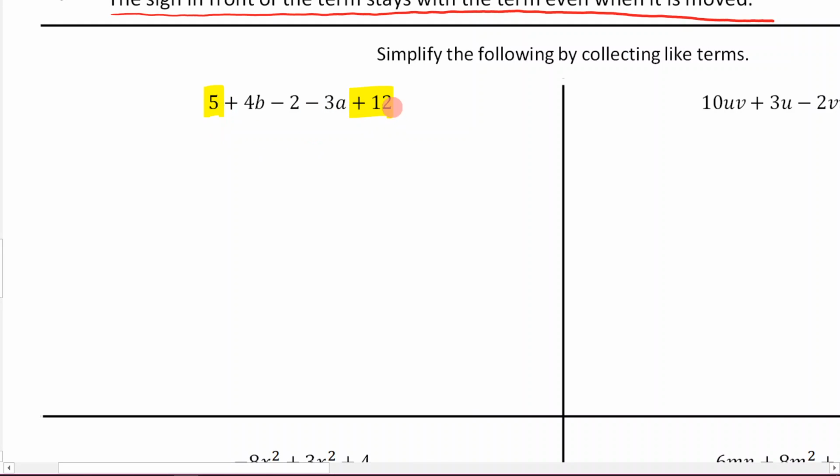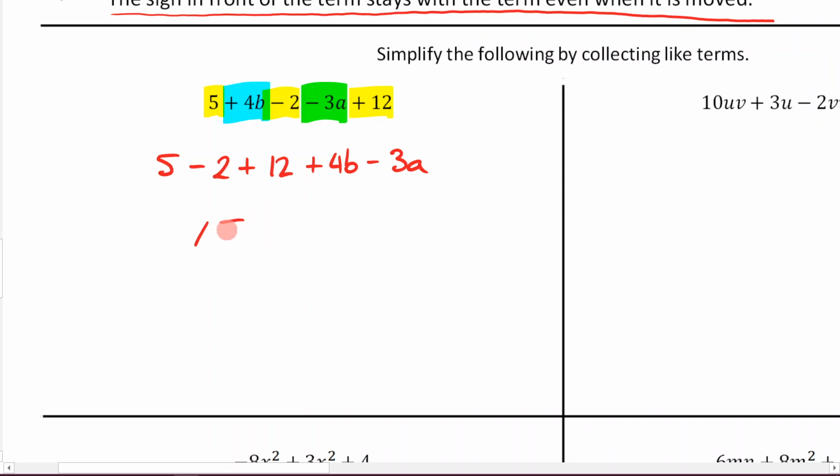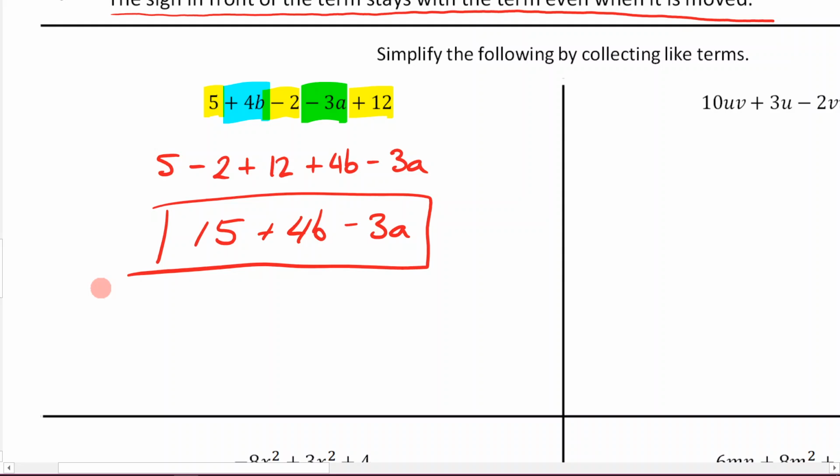So 5 and plus 12, and then I'm going to have plus 4b. Oh, I've forgotten one. You've also got that minus 2 there as a constant. And then we have minus 3a there. Okay, so that means I'm going to have 5 minus 2 plus 12 plus 4b minus 3a. So here I'm going to have 5 minus 2 plus 12. Well, that's going to end up being 15. And then this plus 4b and this minus 3a, nothing can be done with those. They just stay as they are. So that's going to be my answer there.